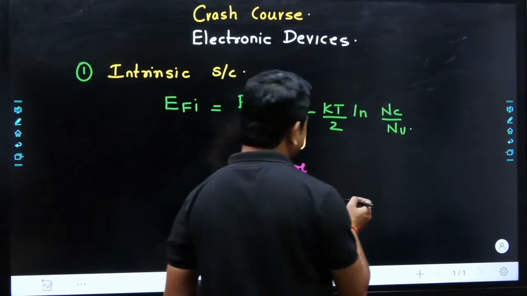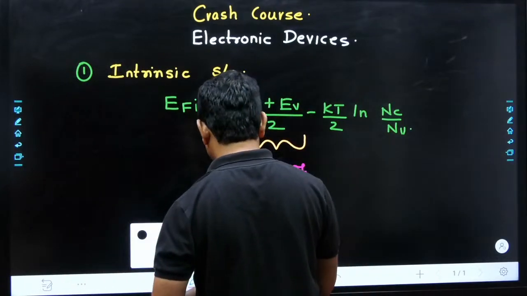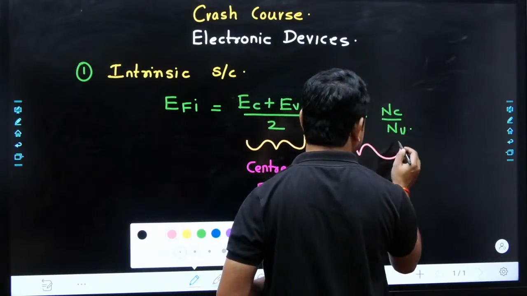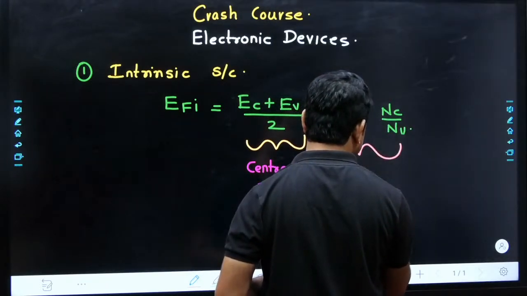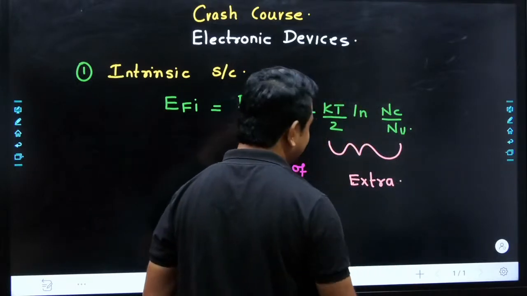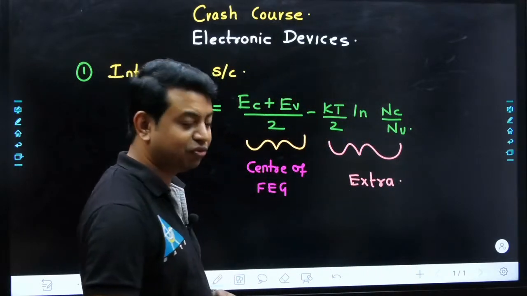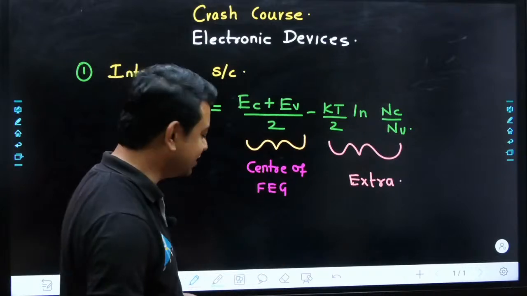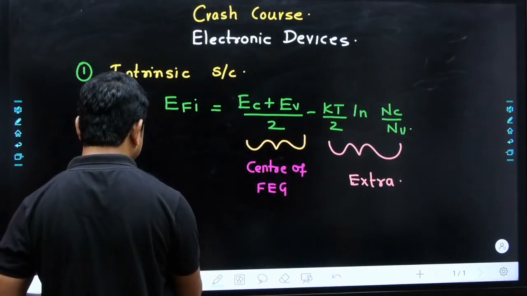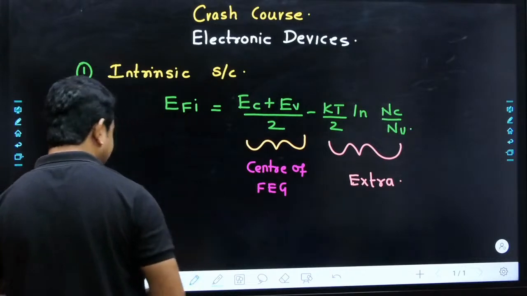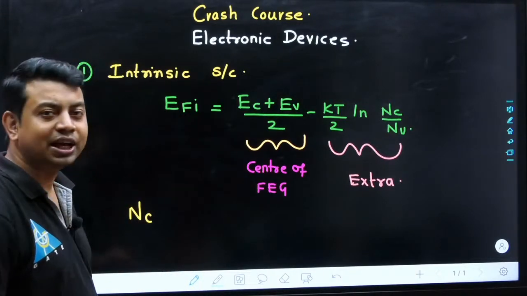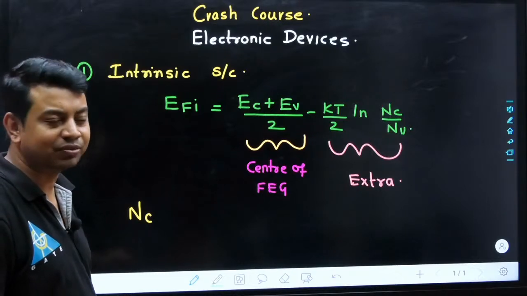Then we are having some extra part here. We must know this part also. We are having an extra part in addition to the center. How to deal with this extra part? We can deal with it by knowing the formula for Nc and Nv. What is Nc and Nv? We already know that Nc is the effective density of energy states at the edge of the conduction band, and Nv is the effective density of energy states at the edge of the valence band.